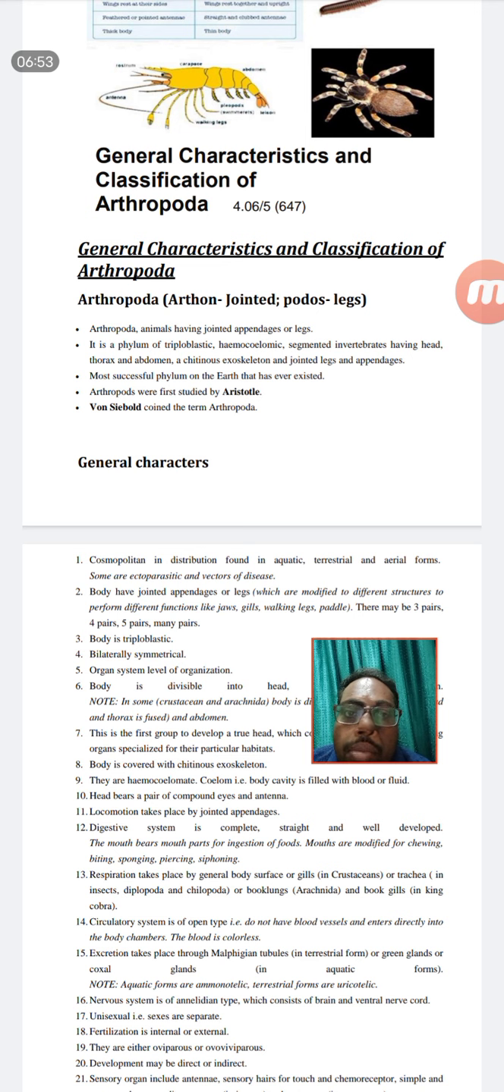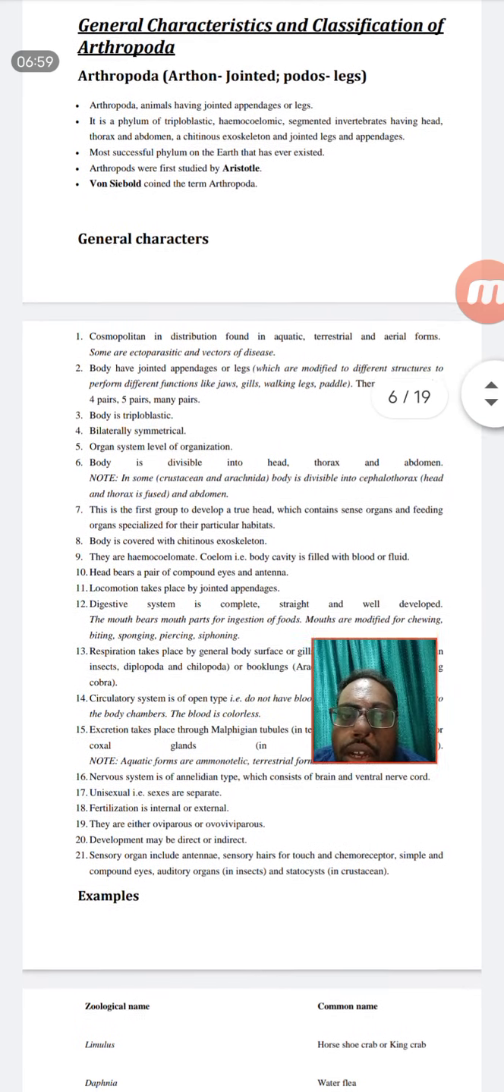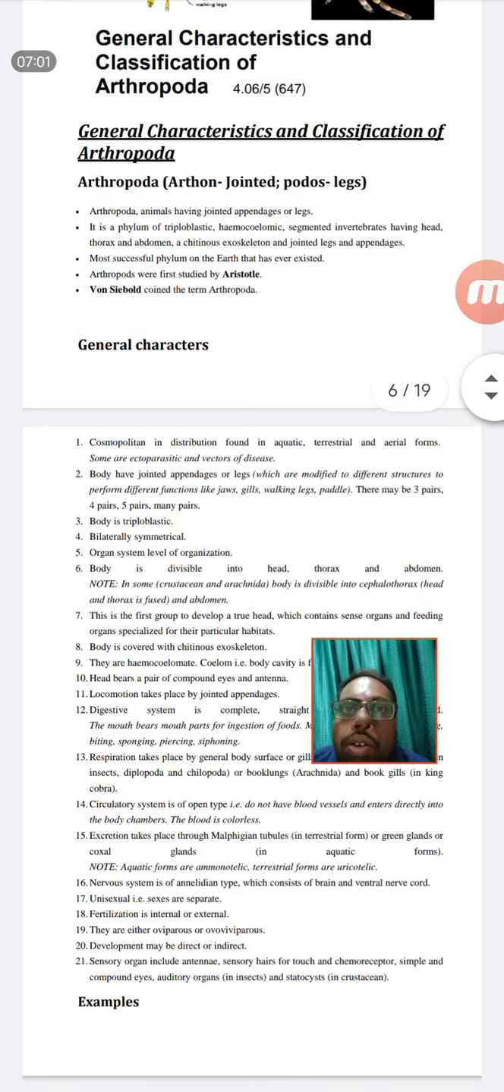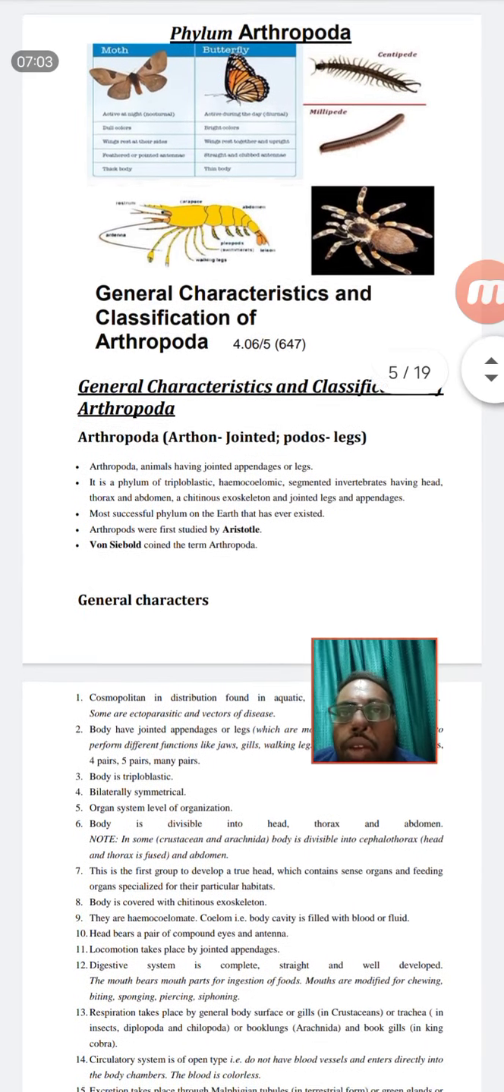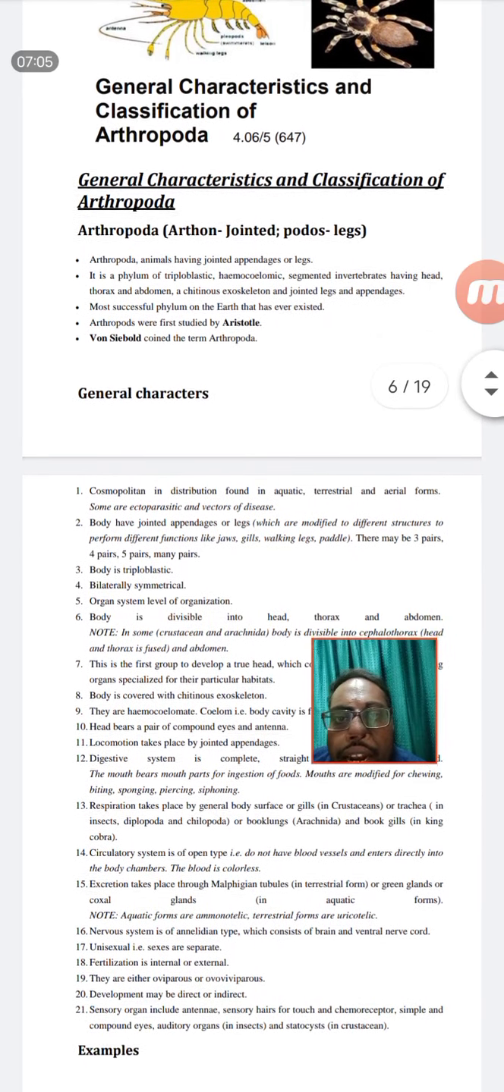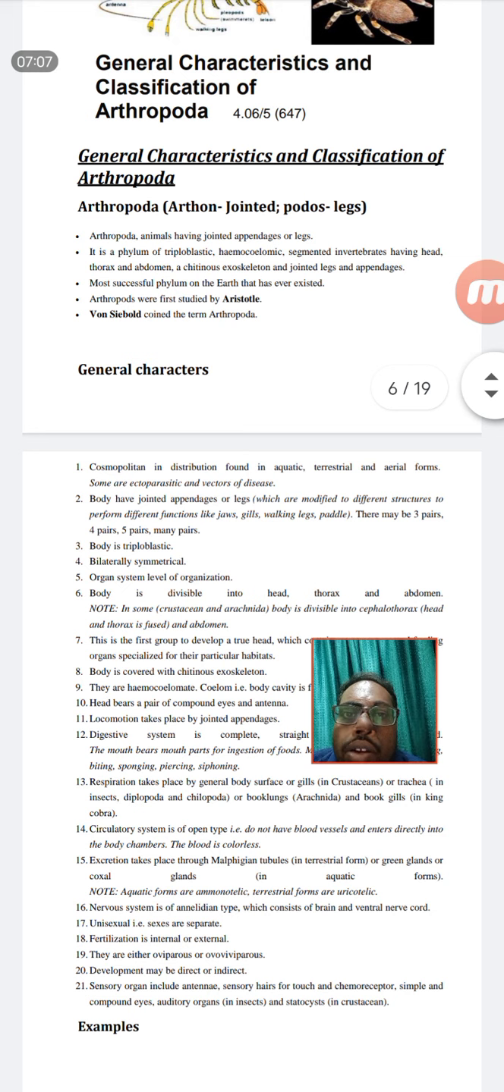Arthropods were a study material at the time of Aristotle, and von Siebold coined the term Arthropoda. You can study about any of these, or insects, and you can write about them. They have a cosmopolitan distribution. Cosmopolitan means we can see them anywhere you go: aquatic, aerial, terrestrial. Some of them are responsible for some diseases, vectors for some diseases also.